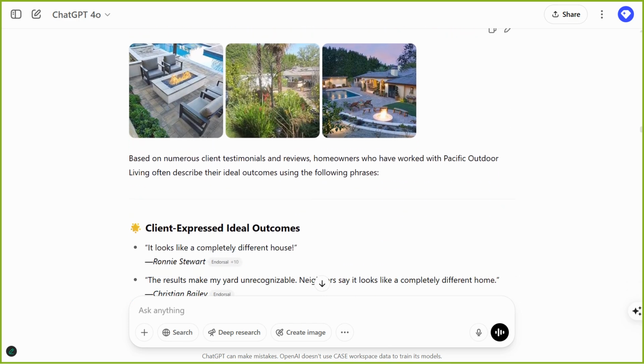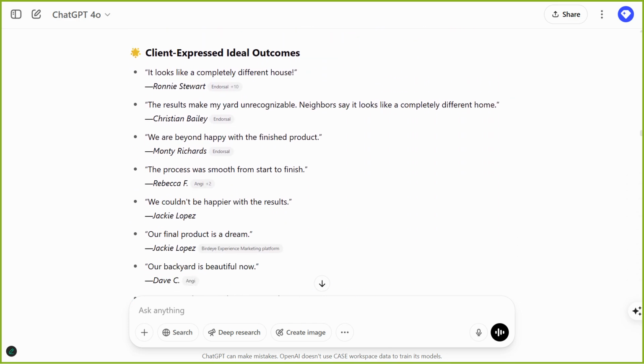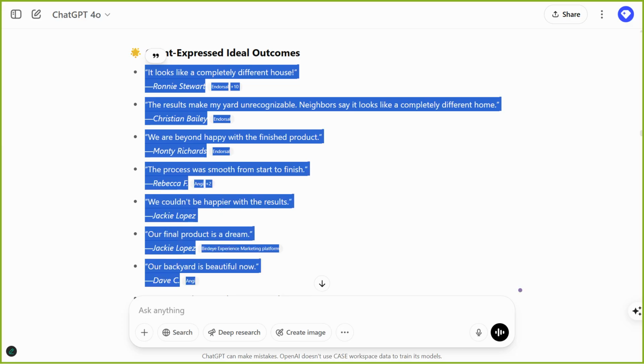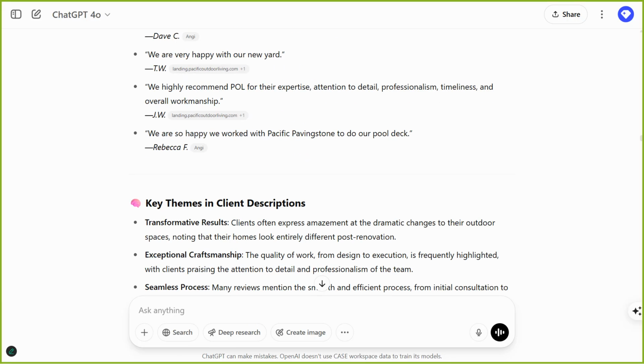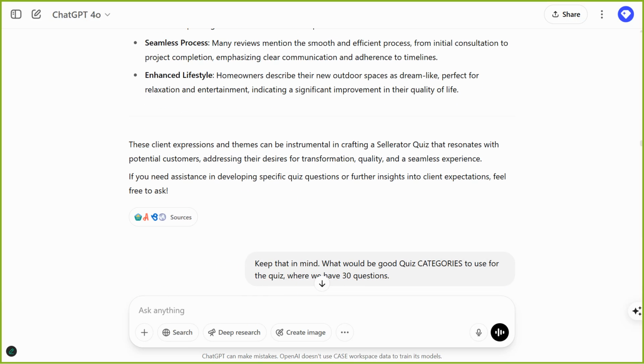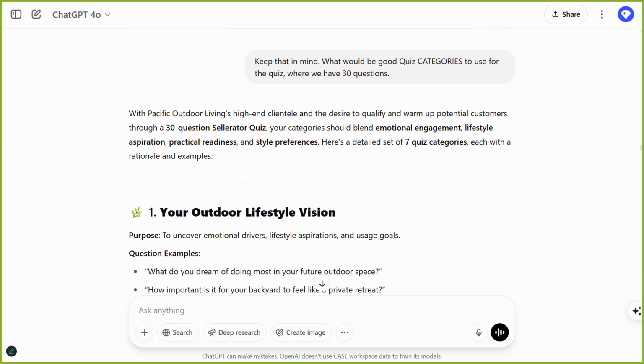places. It also has ideas of what is good, like how do we express what they want. Looks like a completely different house. Examples like this here, you can read them faster than I. A few more. And so ChatGPT gets very quickly an idea of what the target market is. And like I say, we could zero in in more detail for that. Then keep that in mind.